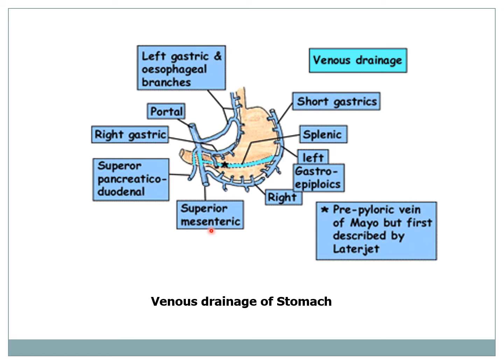The venous drainage is the same as the arterial pattern. Here there is the left gastric vein, with its gastroesophageal branch. This one is the right gastric. Here there is the superior mesenteric vein, whose branches are the right gastroepiploic, left gastroepiploic, and the short gastric veins, and the prepyloric vein, first described by Mayo. So these are the venous drainage of the stomach.